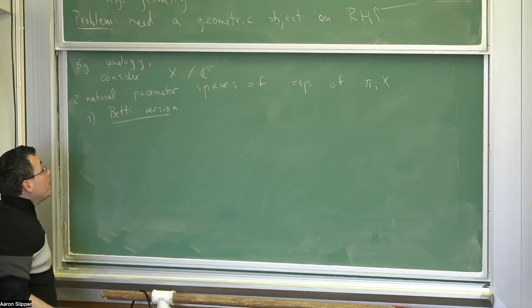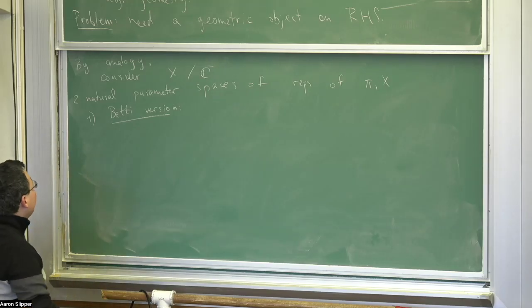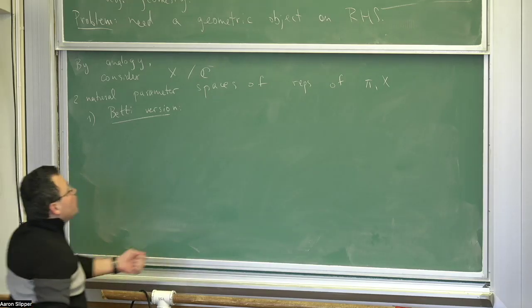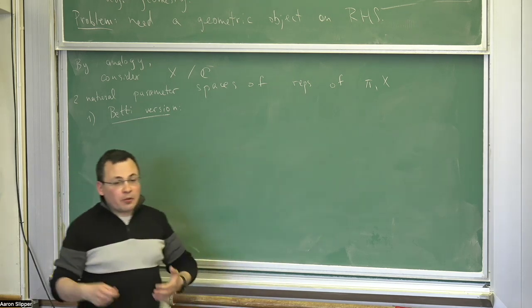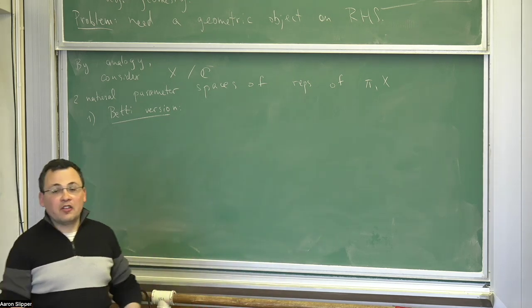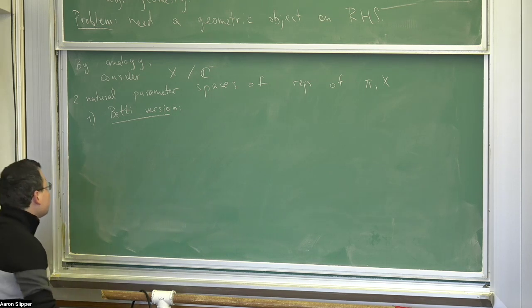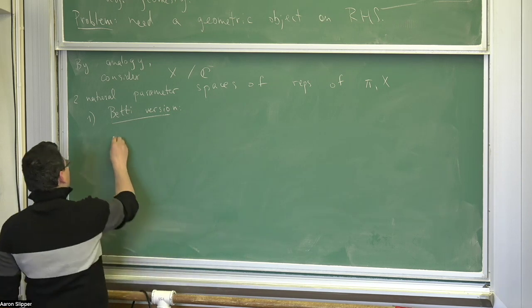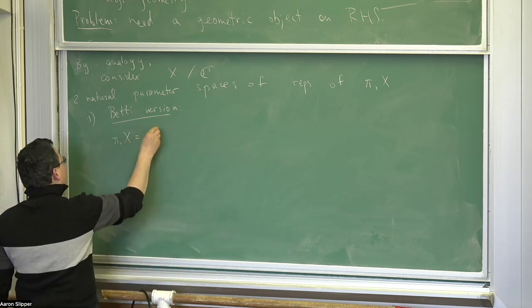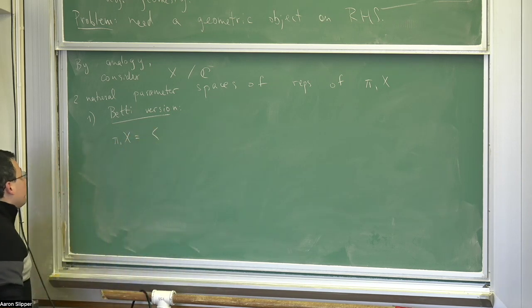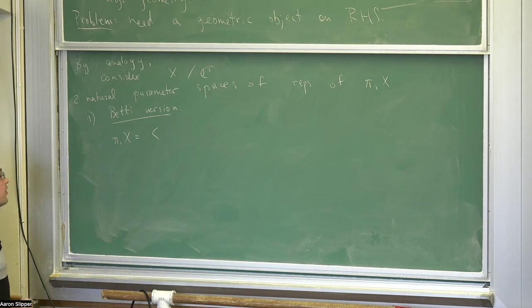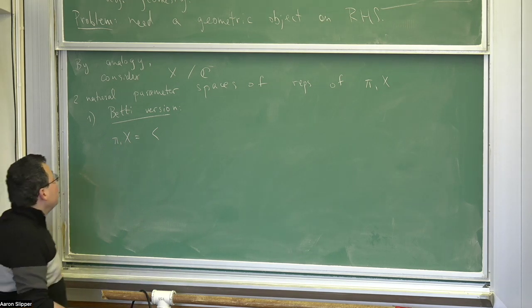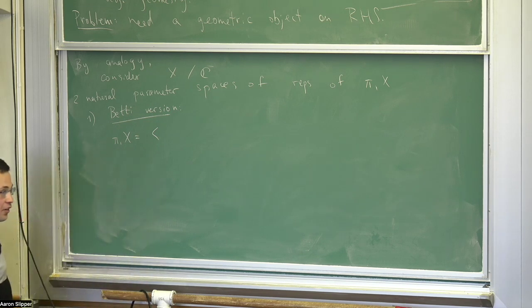So, we want to build some space whose points are representations of the fundamental group up to equivalence. The natural notion of equivalence is conjugation, of course. And, what do we do? Say that the fundamental group is a finitely presented group. Let me not even worry about the fact that it's a curve.